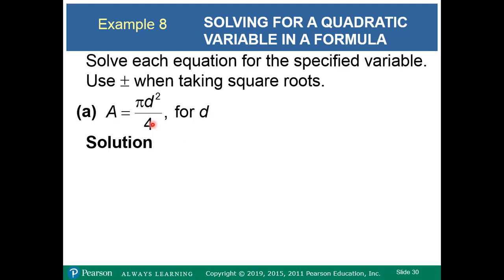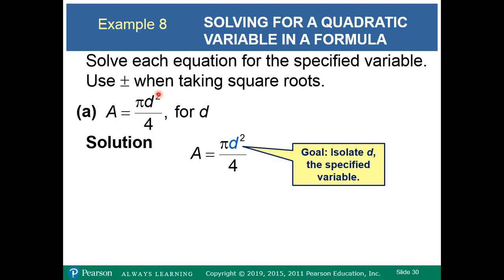Well, what are we going to do? We're going to multiply both sides by 4, and then we're going to divide both sides by pi, and then we've got a square term that we have to deal with. So that's where the square root principle is going to come into play. Okay, so we're going to isolate D squared first, and then we'll change it to D.